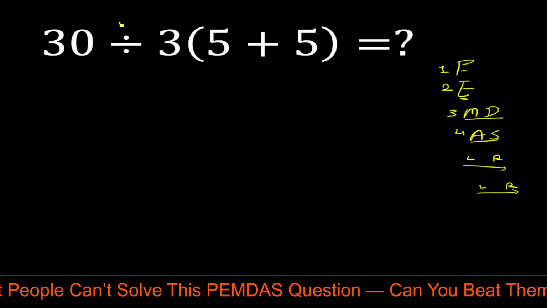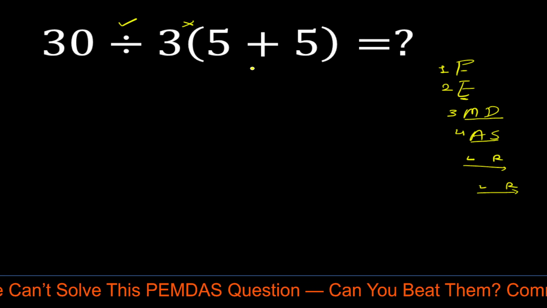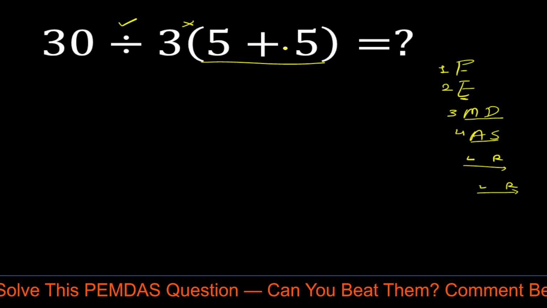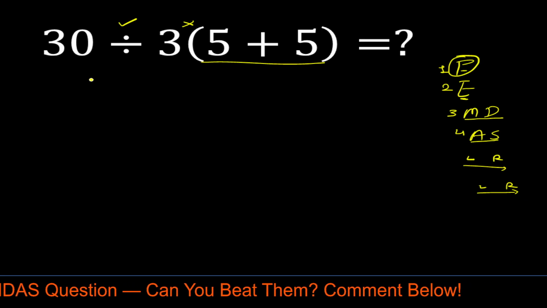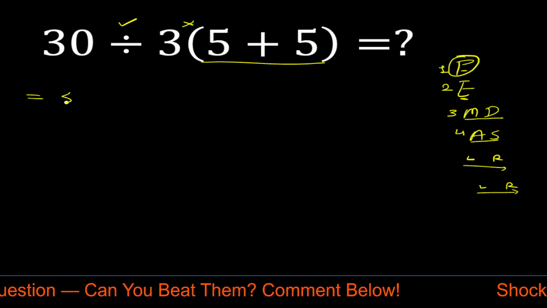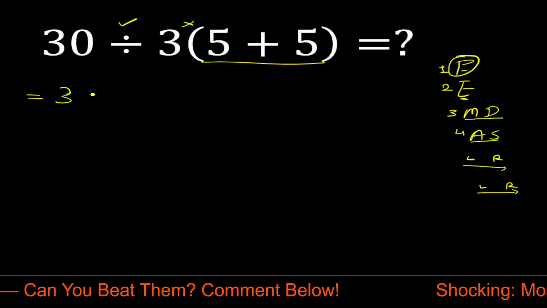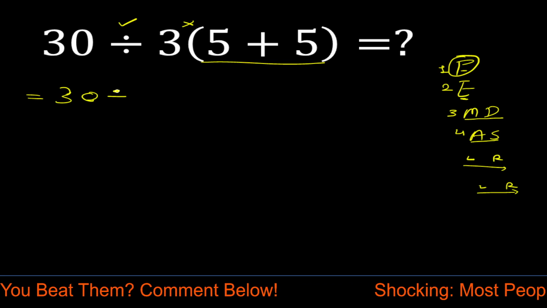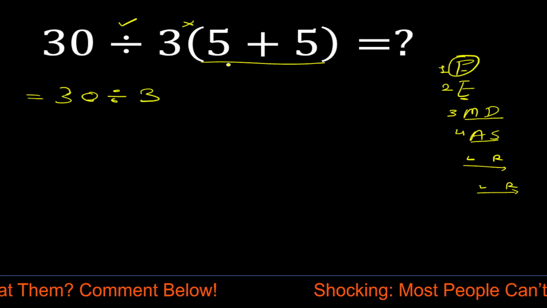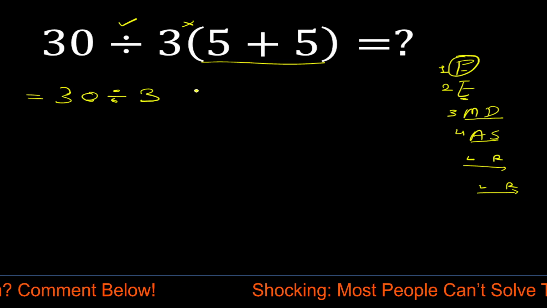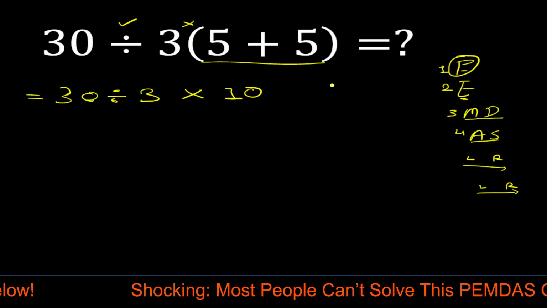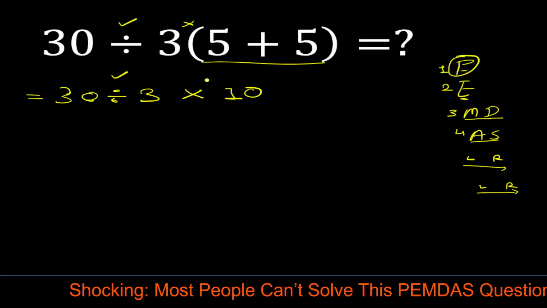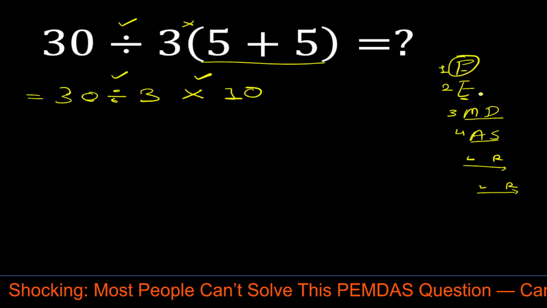So in this question, here we have one division, here multiplication, and here we have one parenthesis. So according to the PEMDAS rule, first we have to solve the parenthesis, right? So now 30 divided by 3. Now solve this parenthesis first. 5 plus 5 is equal to 10. So multiply 10, right? Now here we have one division and here we have one multiplication.